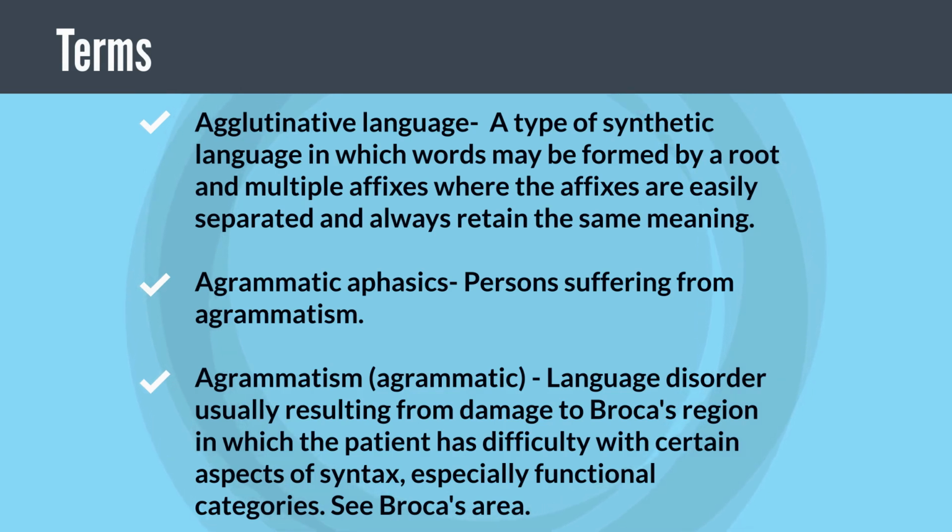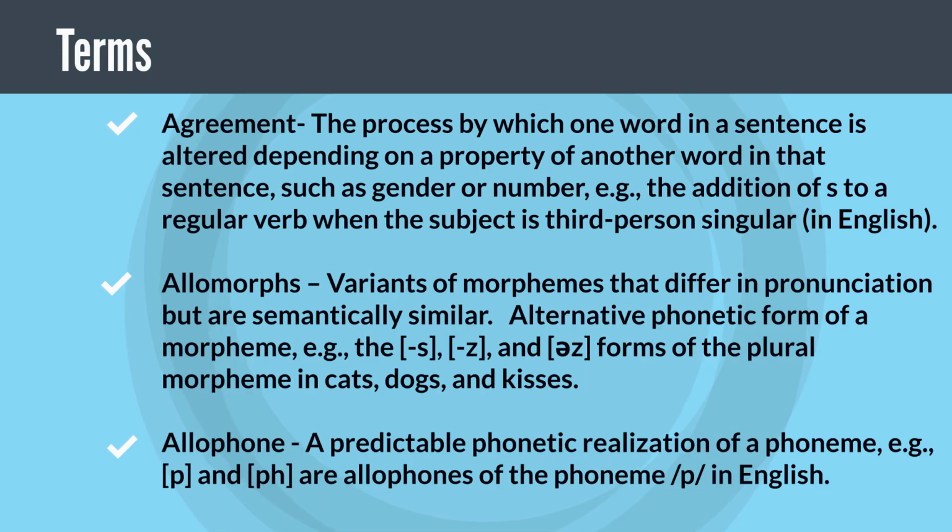Agrammatism, agrammatic, language disorder usually resulting from damage to Broca's region in which the patient has difficulty with certain aspects of syntax, especially functional categories. See Broca's area. Agreement, the process by which one word in a sentence is altered depending on a property of another word in that sentence, such as gender or number. Example, the addition of s to a regular verb when the subject is third-person singular, in English.